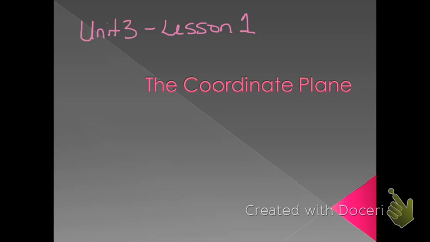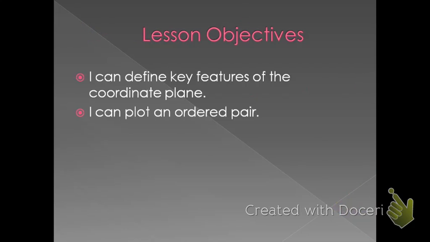This is Unit 3, Lesson 1 on the coordinate plane. In this lesson, your objectives are that you can define key features of the coordinate plane and plot an ordered pair.